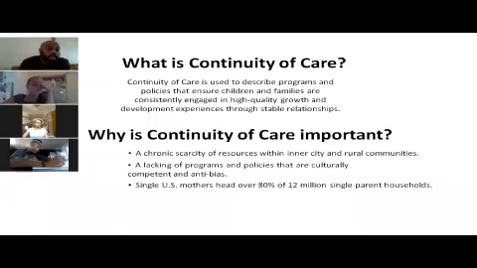Single US mothers head over 80% of 12 million single parent households. That also shows that there is a lack of continuity of care for various different reasons.